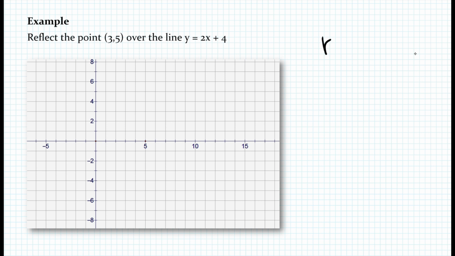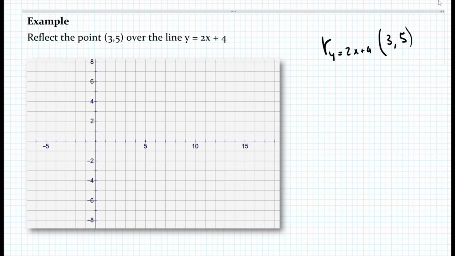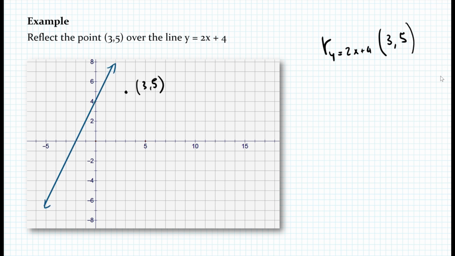So again, the way you would write it is r lowercase y equal to 2x plus 4 of point 3 comma 5, okay? The first thing you do is graph the line 2x plus 4 first. So here we have the line of 2x plus 4. Let me label that really quick. Y equal to 2x plus 4. And we have the point 3 comma 5.